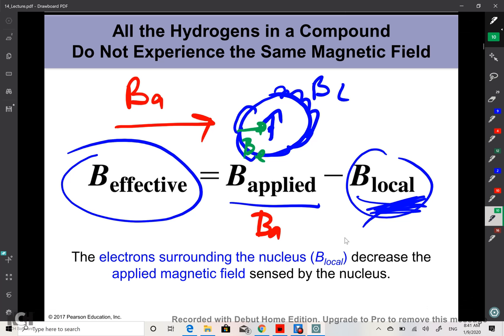How much of the BE goes inside is a function of the BA. So if you have a lot of electrons surrounding a nucleus, very little BE will actually reach the nucleus. Does that make sense? If you have a lot of electrons surrounding, very little BE will actually reach the nucleus. If you have fewer electrons, then you will have a lot of BE reaching the nucleus. Does that make sense? And so that's what makes the difference.